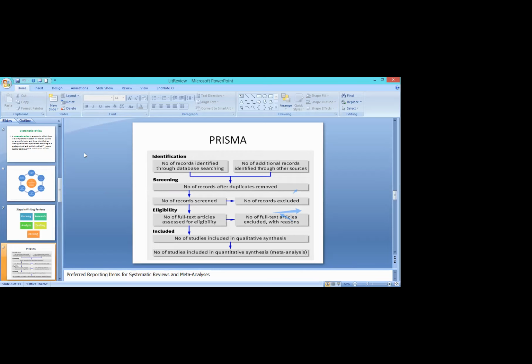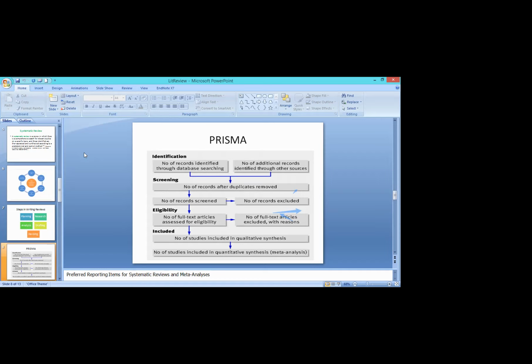So the next is number of additional records identified through other sources. Screening: number of records after duplicates have been removed. Whenever you are identifying through any database, there may be some research that is present in PubMed. Similar research is also found in Medline. Similarly, it may also appear in Google Scholar. And so you have one research paper that is being uploaded by different databases.